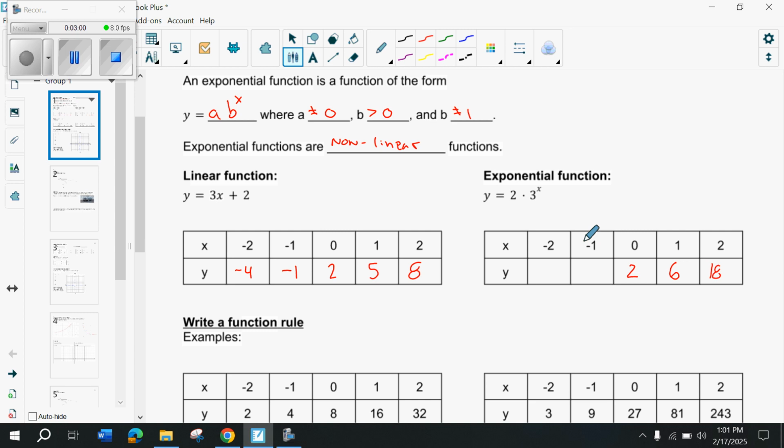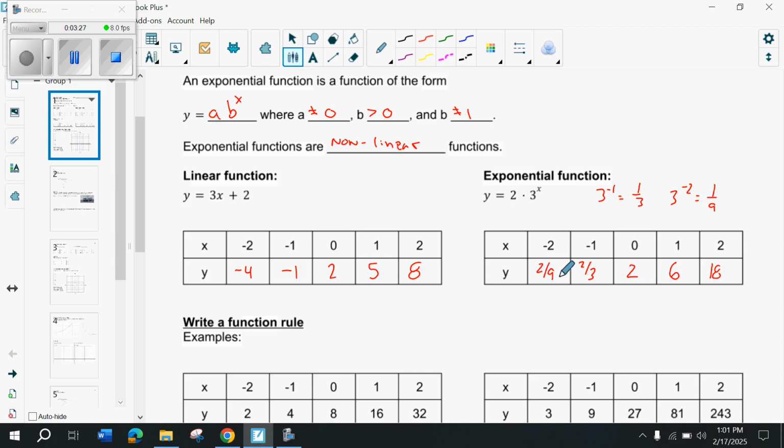Now when I substitute the negative 1 in here, it's going to be 3 to the negative 1. Remember, 3 to the negative 1 is the same as 1 over 3, so this is going to end up being 2/3. And then 3 to the negative 2, if you remember, is the same as 1 over 3 squared, which is 9, so this is going to end up being 2/9.